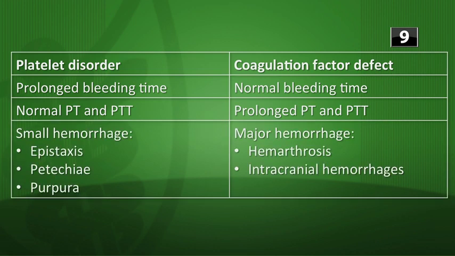Then clinically, platelet disorders can cause small hemorrhages, things like epistaxis, petechiae, some purpura, that sort of thing. Coagulation factor defects can cause more major bleeding, like bleeding into joints called hemarthrosis, like we see in hemophiliacs, or intracranial hemorrhage, that sort of thing, bigger deal.